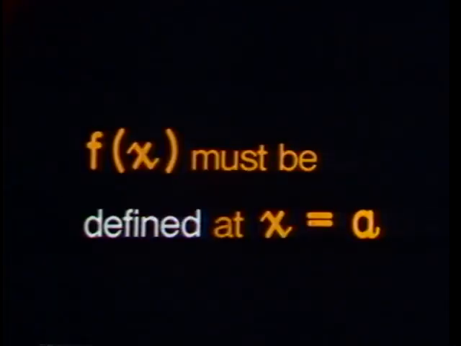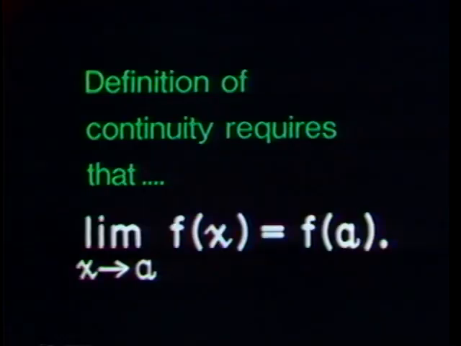Right. But our definition of continuity requires that f be defined at a. This means that we do not exclude a. It means that x must be able to take on the value of a. Thus, we only need to choose x's such that the absolute value of x minus a is less than delta, and we can omit the restriction greater than 0. Furthermore, the definition of continuity requires that the limit of f of x as x approaches a is the value of the function at a.